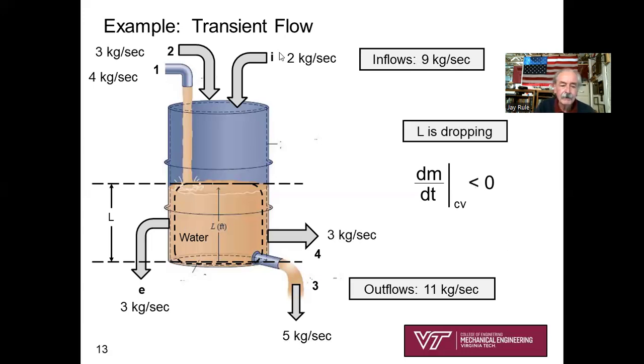Okay, let's do another transient flow example. I've got 3 and 4 and 2. That's 9 kilograms per second coming in, and 5 and 3 and 3, 11 going out. So you can see what's happening. The liquid level is dropping. The water level is dropping. Scientific expression, dm dt of the control volume is less than 0. So you have a couple of situations for transient flow: mass increasing in time or mass decreasing in time. Steady flow, mass is staying constant in time.